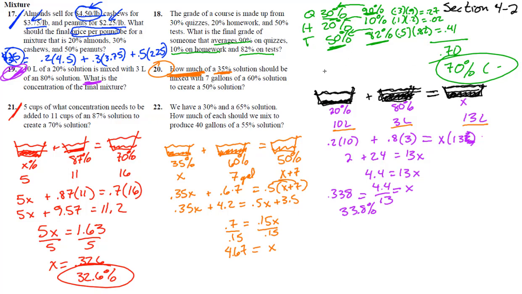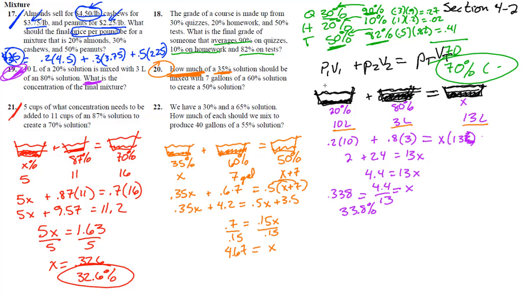We took the first percentage times this first volume, see this 20% of 10 liters or 35% of x, plus the second percentage times the second volume, and that equaled the final one, which was the percentage of the total volume. Good, good, good. And then we also note that V1 plus V2 equals the VT. Always. 5 plus 11 equals 16, x plus 7 is x plus 7, 10 plus 3 is 13.